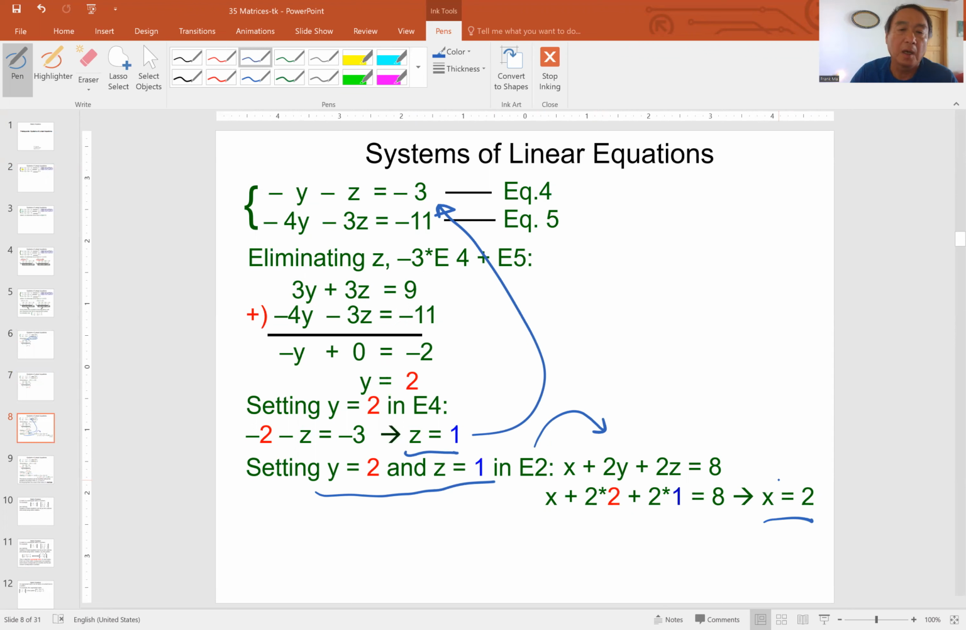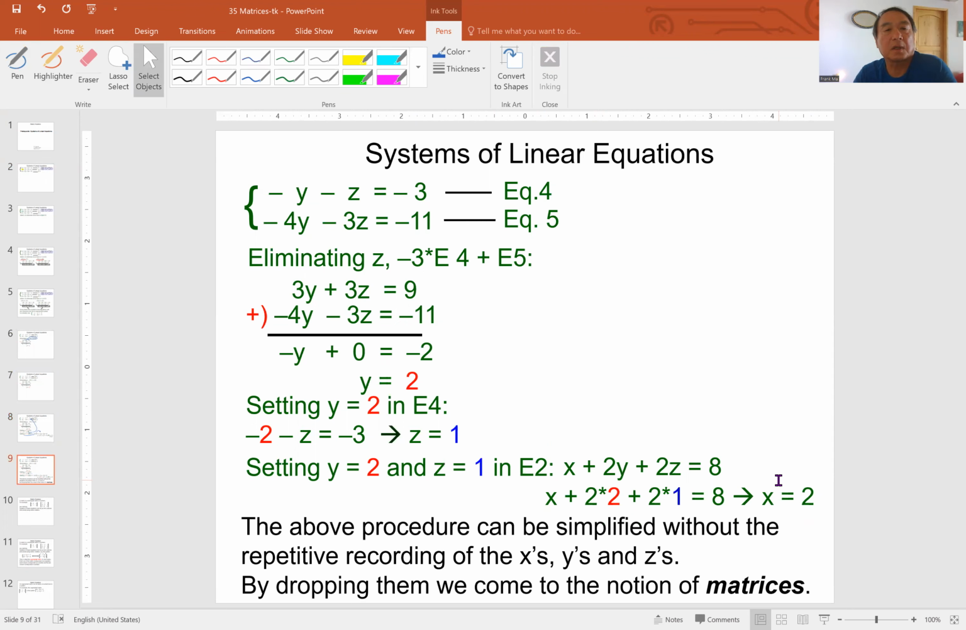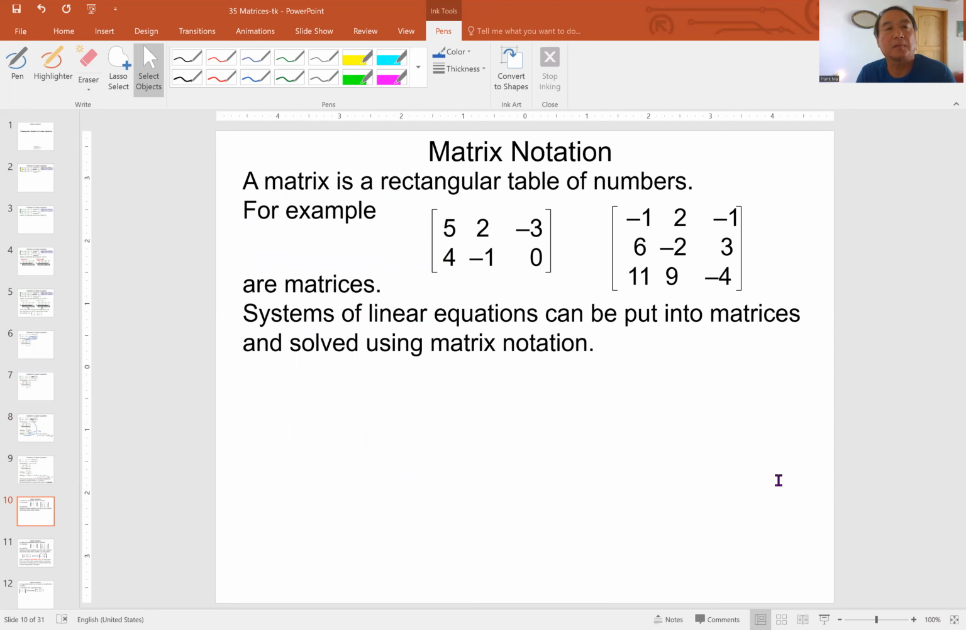And so in this process, we notice we write out the x, y, z over and over again. And so we can simplify more by using matrices. What's a matrix? A matrix is just a table of numbers.